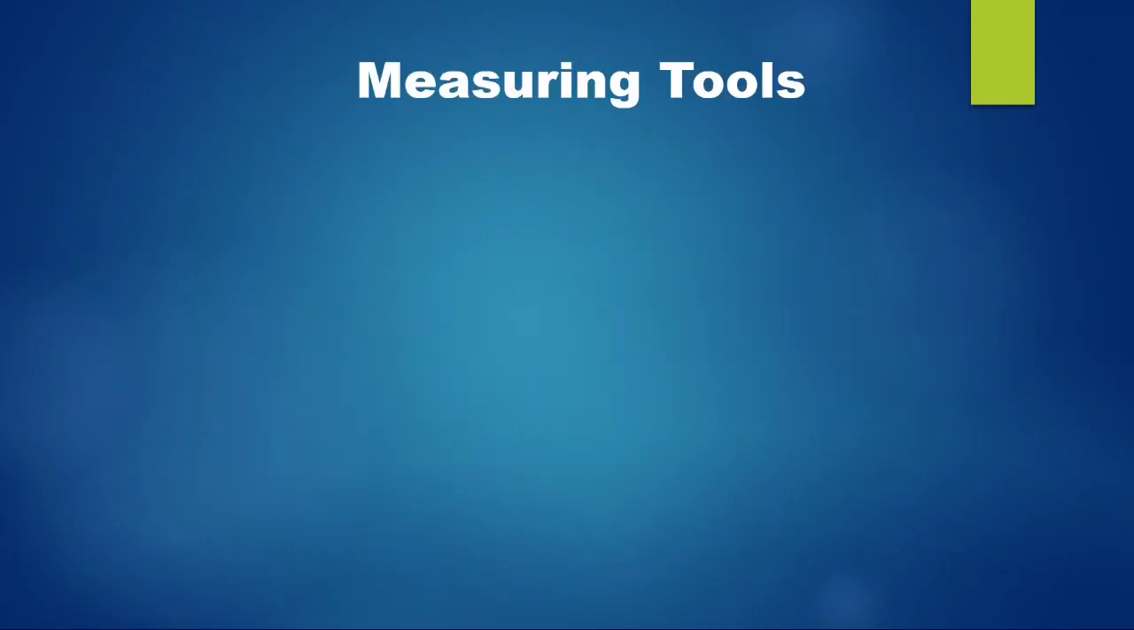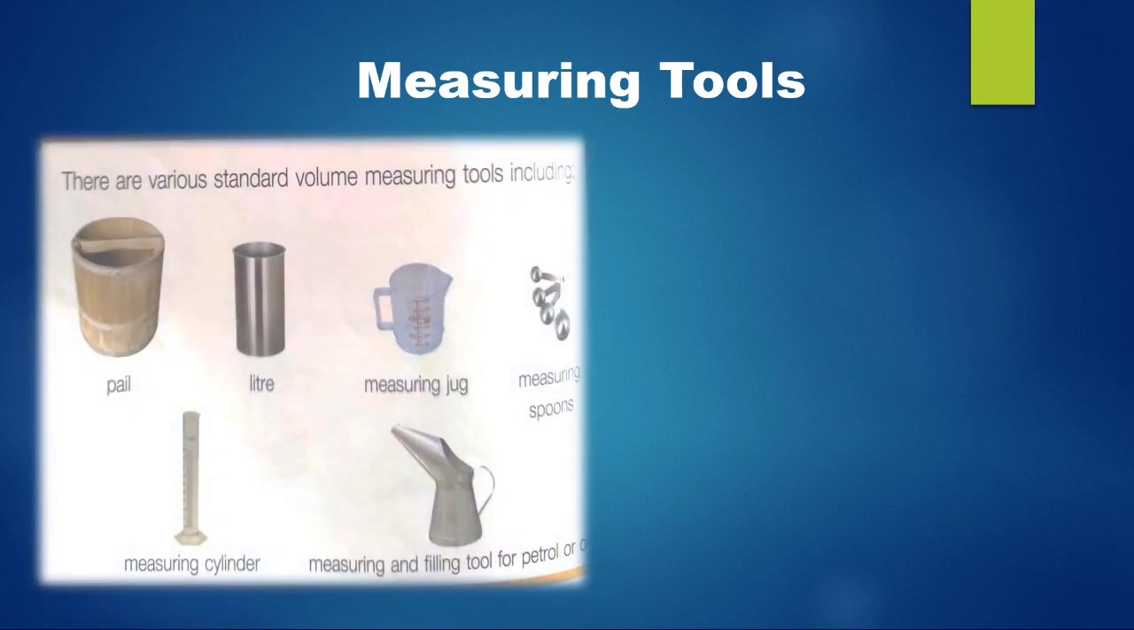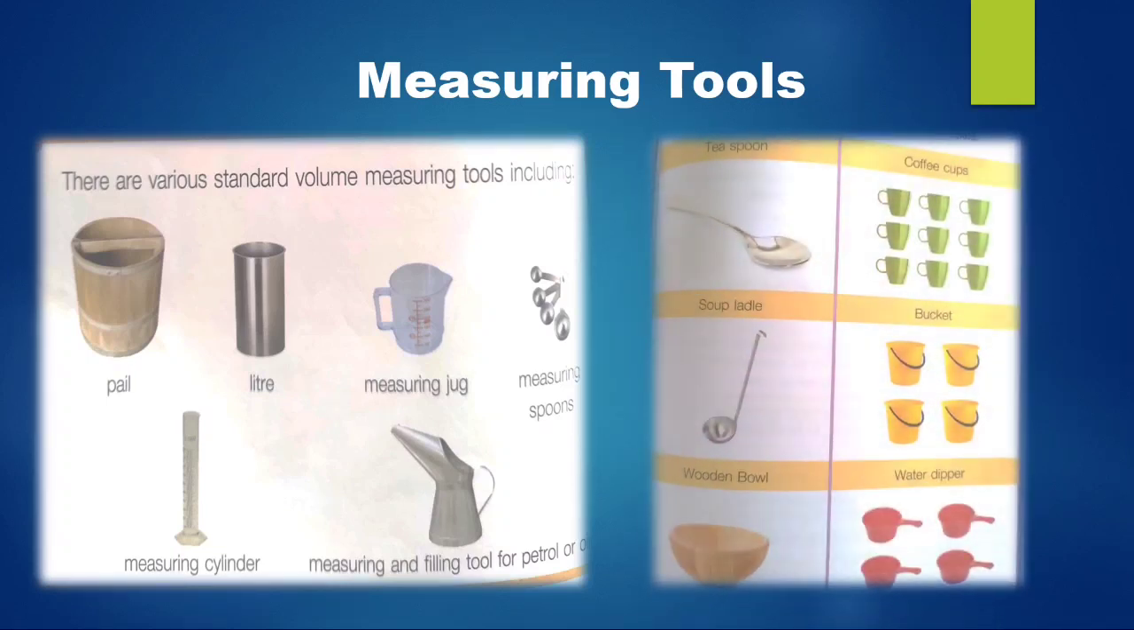First, we have measuring tools. There are various standard volume measuring tools, including the pail, liter, measuring jug, and other measuring tools. Aside from it, we have others that we are going to use: teaspoon, coffee cups, soup ladle, bucket, wooden bowl, and water dipper.